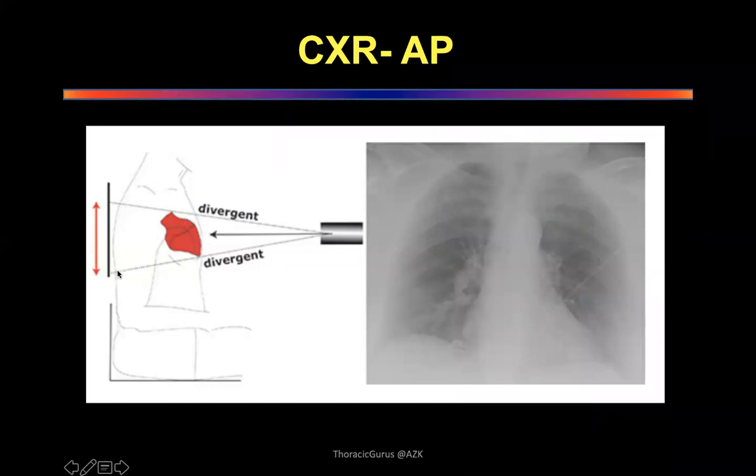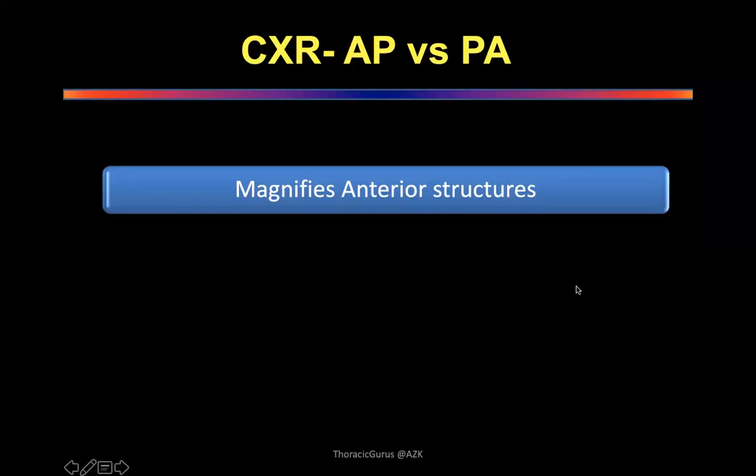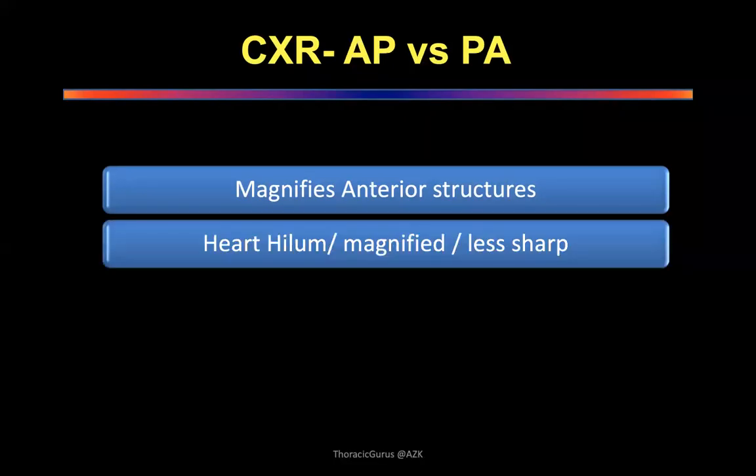The spine is closer to the plate, and the rays are diverging, and there is a concept of magnification. Hence, when you see a PA film, the heart appears to be smaller. When you see an AP film, the heart appears to be larger. But the crispness of the image, the sharpness of the image of the heart in a PA film is much higher than an AP film. So you see that it magnifies the anterior structures. The heart and hilum are magnified, hence they are less sharp.